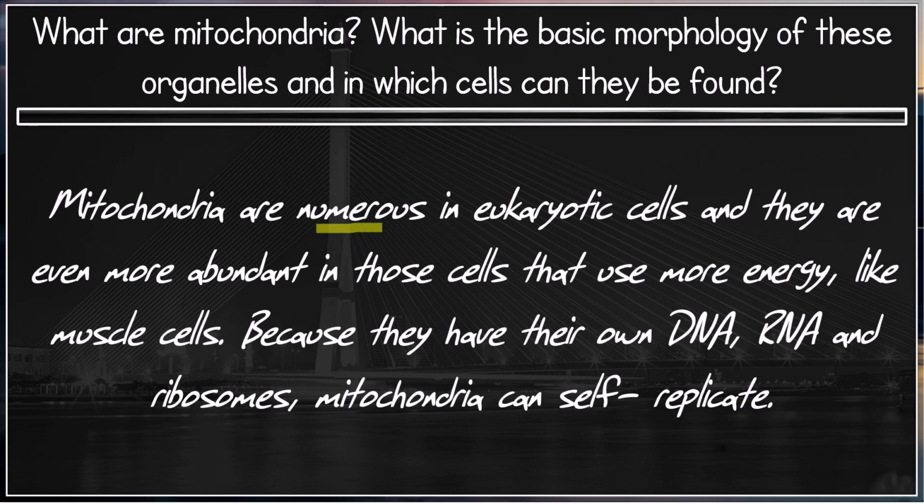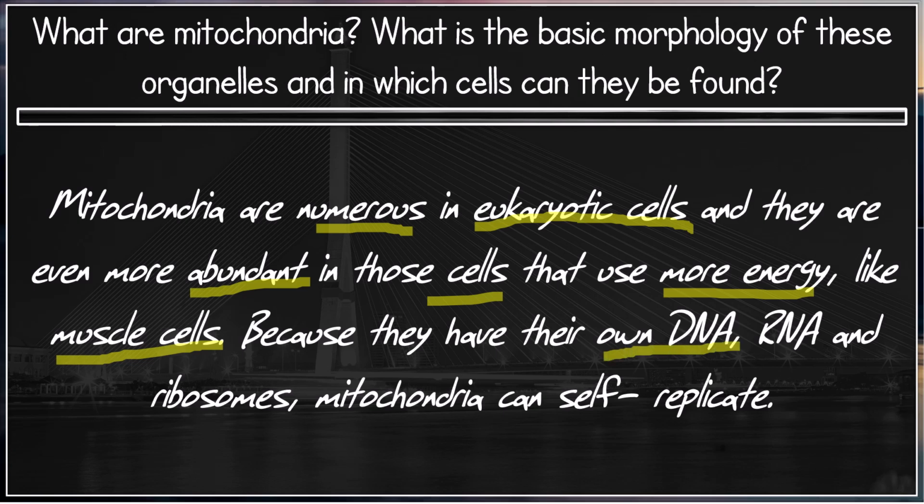Mitochondria are numerous in eukaryotic cells, and they are even more abundant in cells that use more energy, like muscle cells. Because they have their own DNA, RNA, and ribosomes, mitochondria can self-replicate.